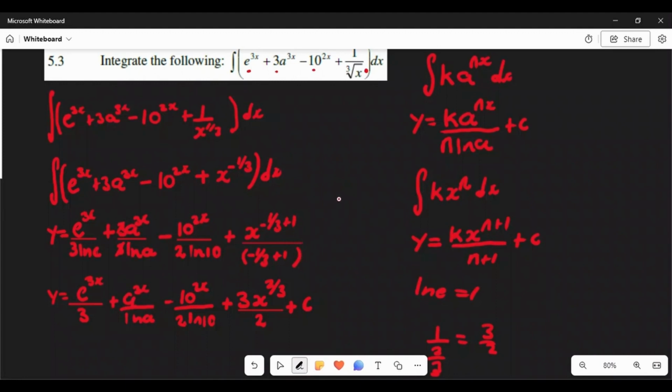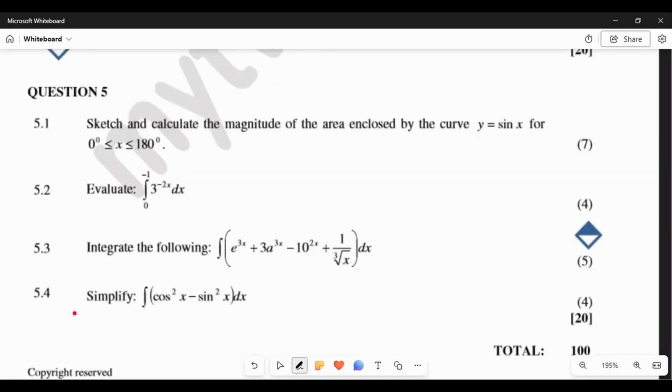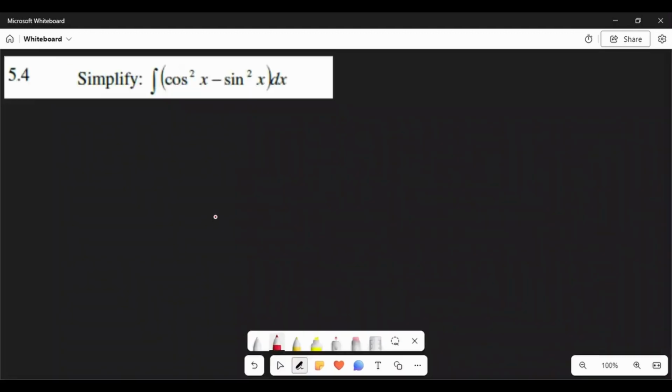Alright guys, so we are done with 5.3. How about we do 5.4? Let's look at 5.4. As you can see, also in 5.4, they want us to simplify the following. So I'm going to copy this one here and paste it somewhere where there's space, and then we do it. Alright guys, as you can see, this is 5.4, so they want us to simplify the following here.